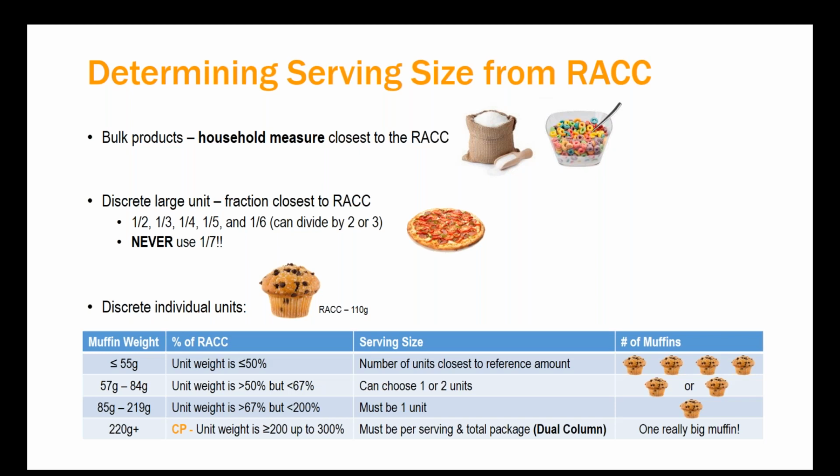And then we'll touch into this a little bit more later when we go into dual columns, but I did want to call attention to it. If you're making a really big muffin and it's greater than 200 but up to 300% of the RACC, you actually are required to label per serving as well as the total package. Again, I'll get into that when we go over dual columns and explain why that is the requirement.